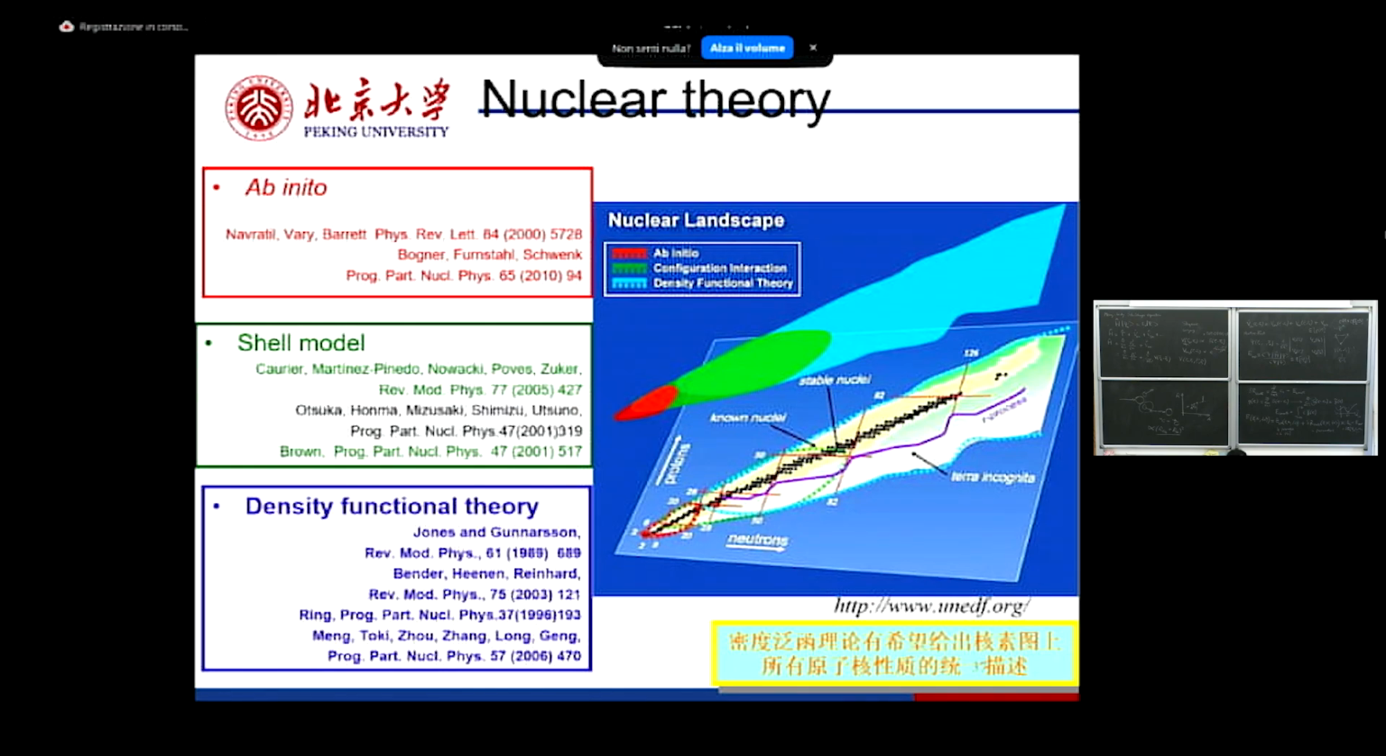I remember that at the end of the last century, after I returned to China, I visited the University of Tokyo, and Professor Otsuka invited me to visit his facility. He spent several million dollars building a big computing network, and he was very proud of that. He told me he could do this configuration interaction shell model. He was one of the richest in this community. And after he introduced that, he told me, oh, but this is not fit for you, because we belong to the poor people. What we should do is density functional.